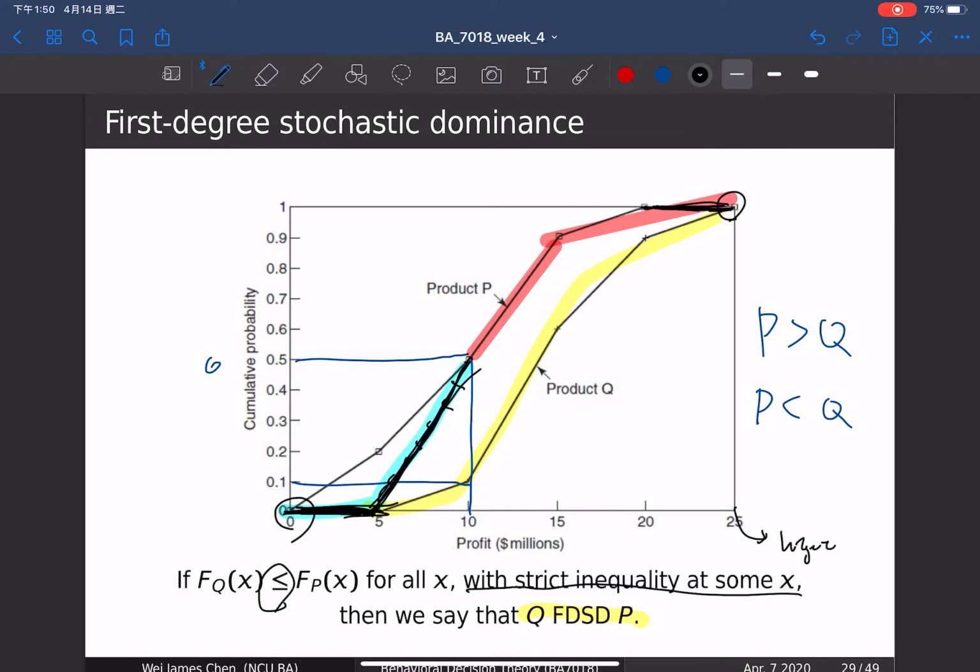So this tells you that, for example, product Q is a dominantly better product than product P. This is without any other concern about, for example, here there's a lot of uncertainty, right? But we don't care about the uncertainty. No matter what the uncertainty is, I still know for sure that product Q is a better product. We'll talk about another kind of stochastic dominance in the next class. So we'll dismiss for 10 minutes.